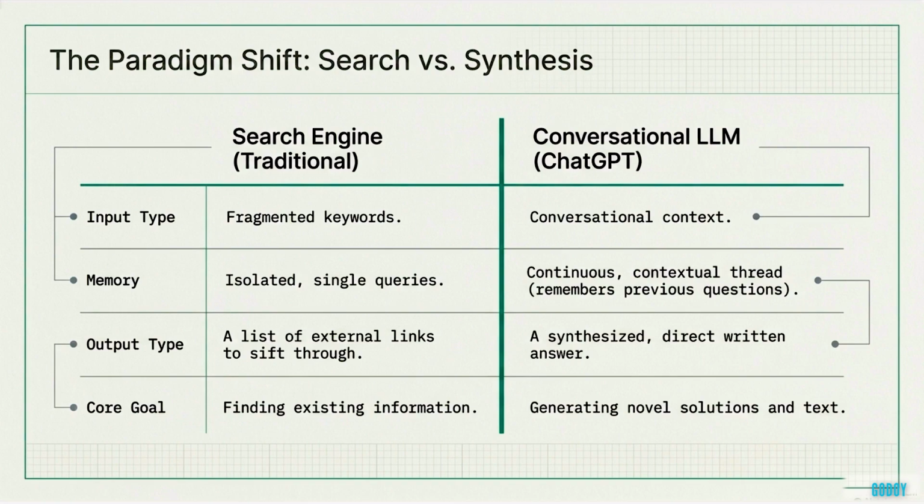This technology represents a paradigm shift from traditional search engines. While a search engine uses fragmented keywords for isolated queries to find existing links, ChatGPT uses conversational context within a continuous thread to generate synthesized, novel solutions and text.